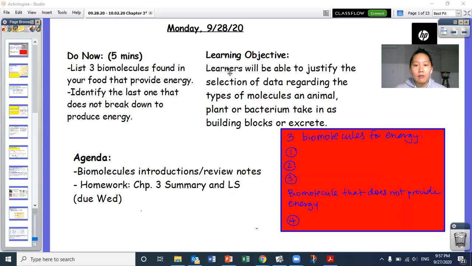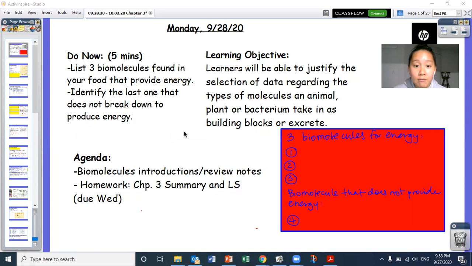Right? So our learning objective is that learners will be able to justify the selection of data regarding the types of molecules an animal, plant, or bacterium takes in as building blocks or excretes as waste. The agenda is biomolecules introduction and review notes. So we're going to go over the introduction and vocabulary that you need to talk about all of biomolecules. And then for the rest of this week, we'll actually do the notes on the 4 types of biomolecules.